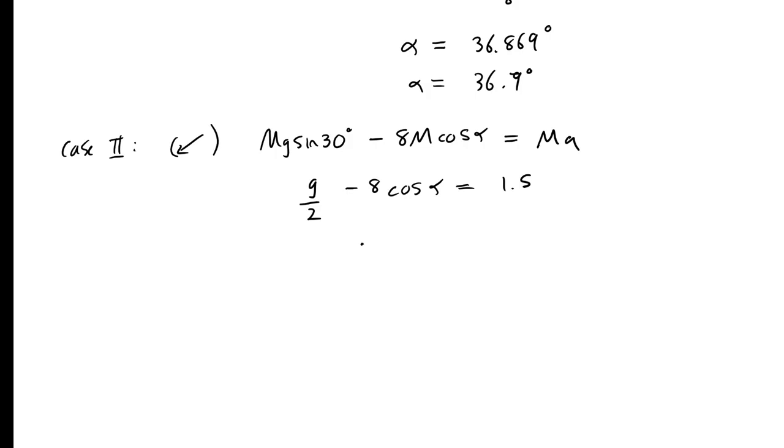We'll rearrange for cos alpha. So we have g over 2 plus 1.5 all over 8 equals cos alpha. And working that out, alpha is equal to 64.8 degrees. That's the end of the question.